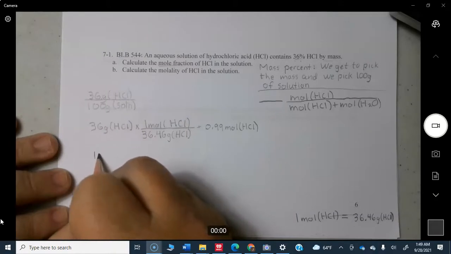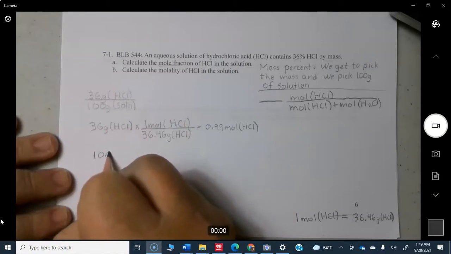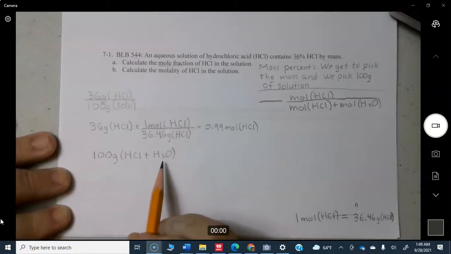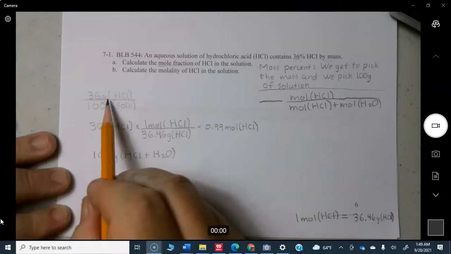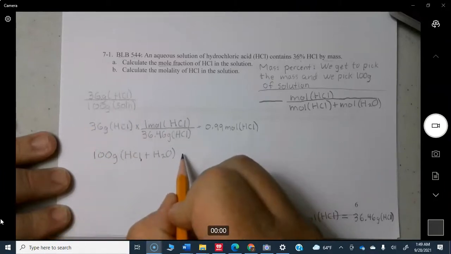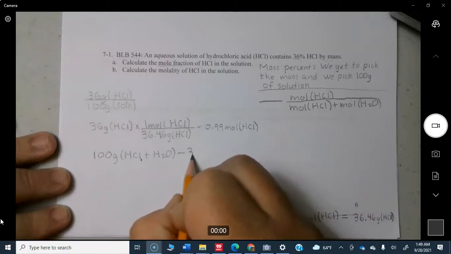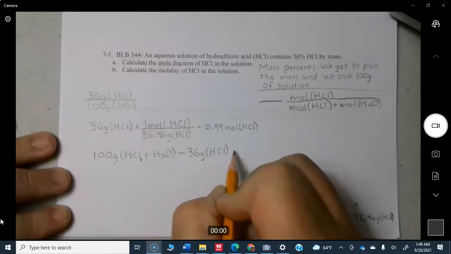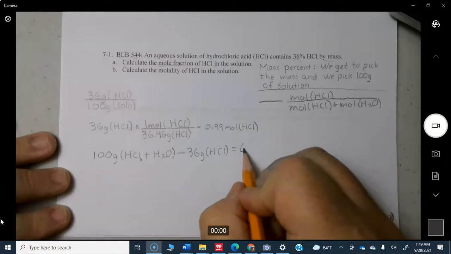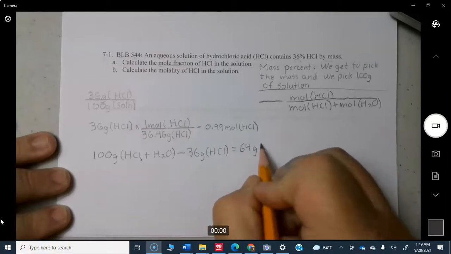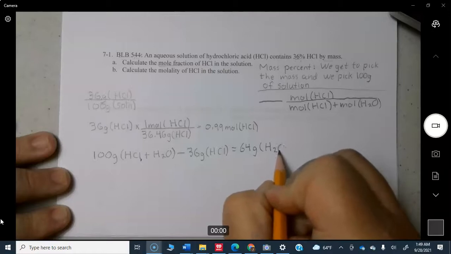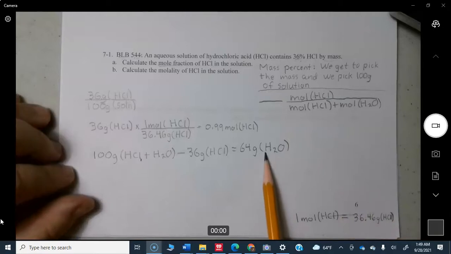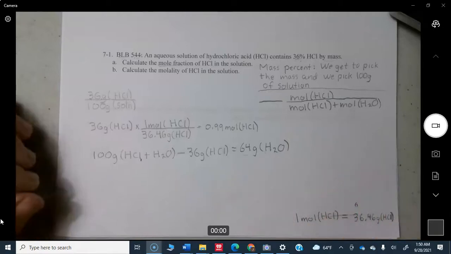So let's write out explicitly what solution is here. It's 100 grams. Okay, so it's 100 grams of the HCl plus the H2O. Well, we know that 36 grams is the HCl. So what we have remaining is 64 grams of water. Okay, so now we're going to take that and convert it into moles of water.